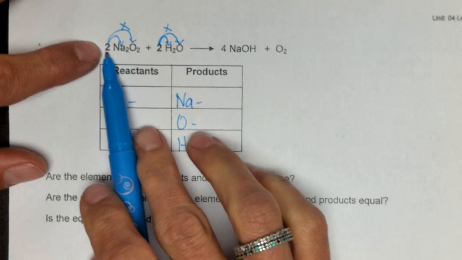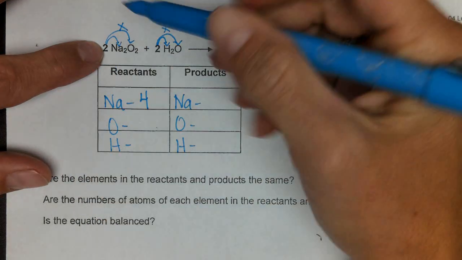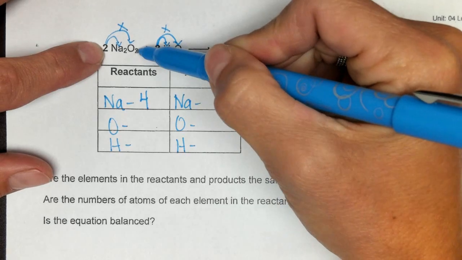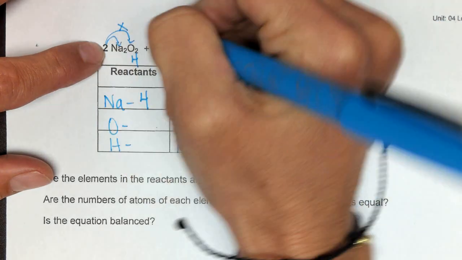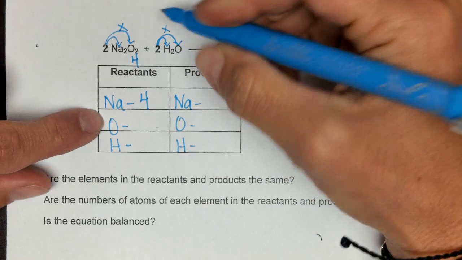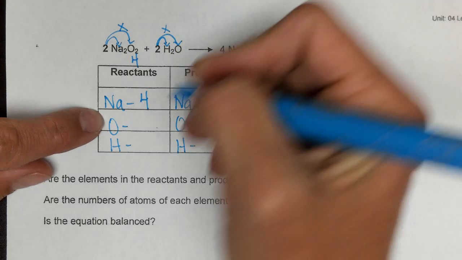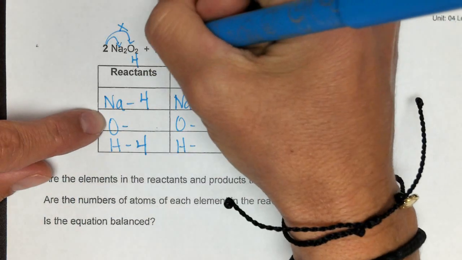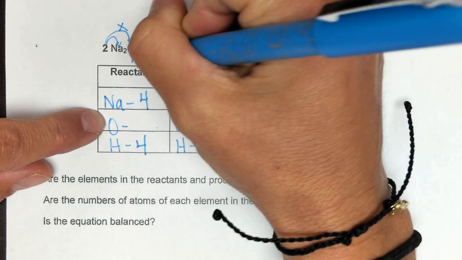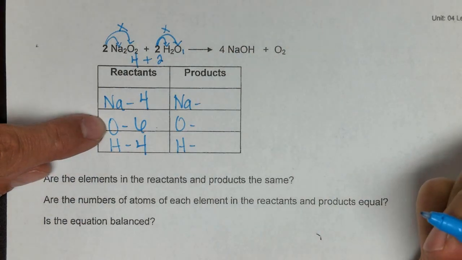So sodiums, I have 2 times 2, which gives me 4. I have 2 times 2, which will give me 4 oxygen, but I know I have another one over here, so I'm not going to write it down just yet. So for hydrogen, 2 times 2, which will give me 4 hydrogen, and 2 times 1, which will give me 2, so 4 plus 2 will give me 6 hydrogen.